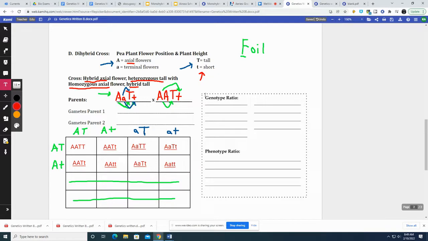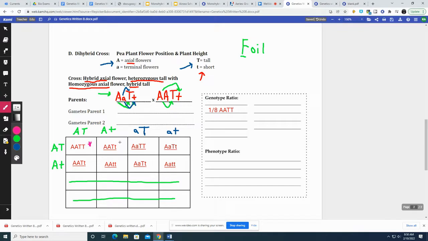Genotypic ratio, it's just saying, hey, how many of these plants have a certain genotype? All right, so I'm gonna start with this one. Big A, big T, big T. How many of them have that specific genotype? I see 1. So let's switch to typing. And there's 8 boxes. So 1 out of 8 of these plants will have the genotype of big A, big T, big T.